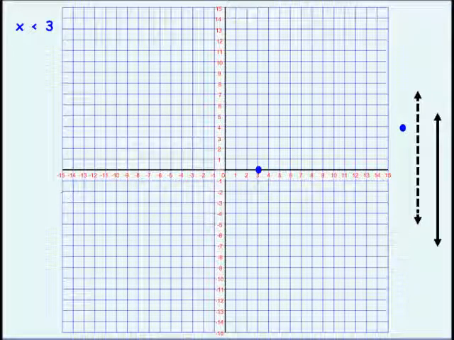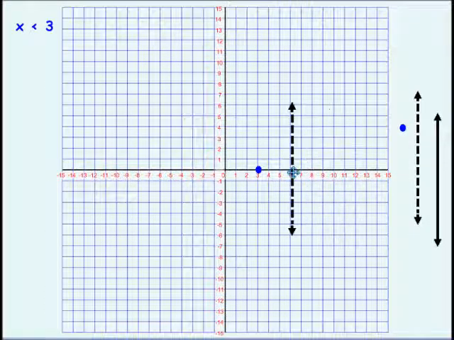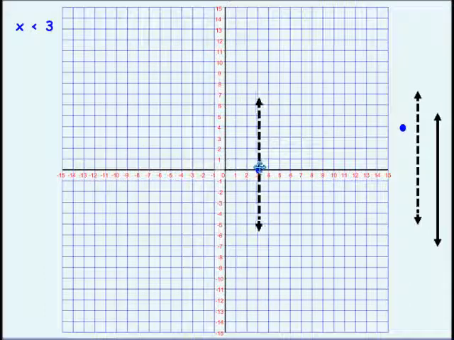Didn't get that one. I'm going to pause for just a second. Okay, since we have x is less than 3, x will always be 3. I'm looking at my symbol. My symbol is less than, not including an equal sign. So I'm going to have a vertical line. Now we spoke about this at the beginning of chapter 8.